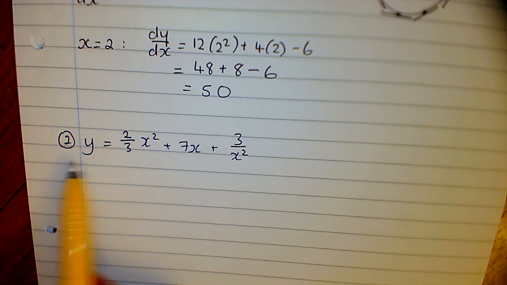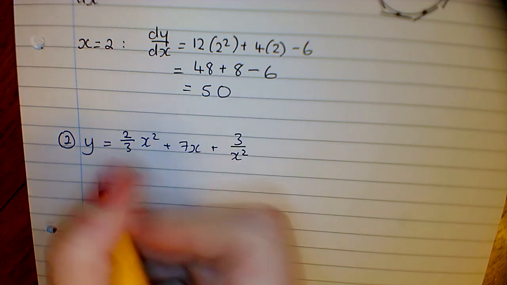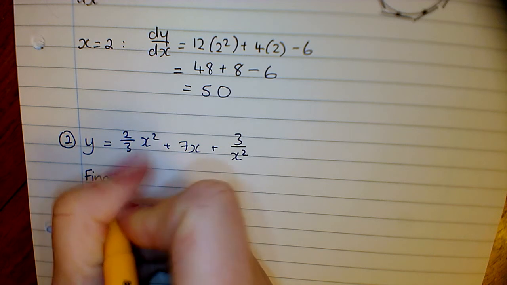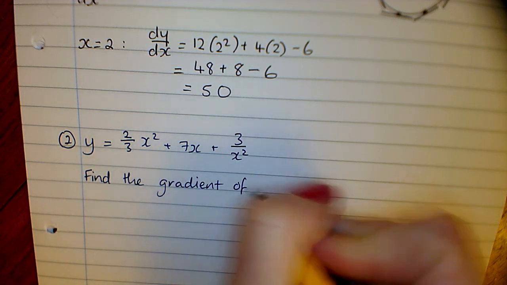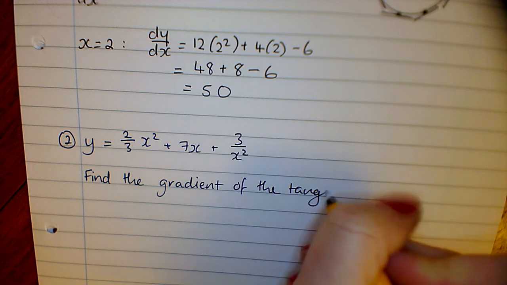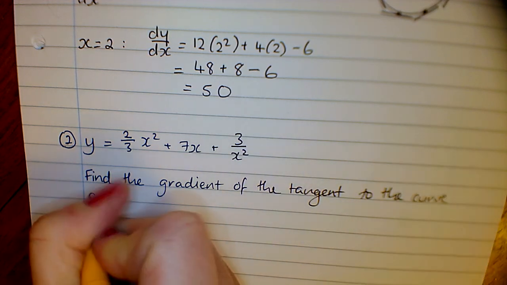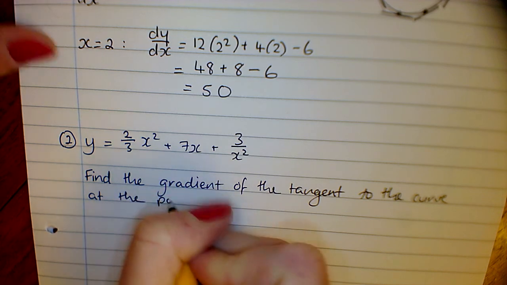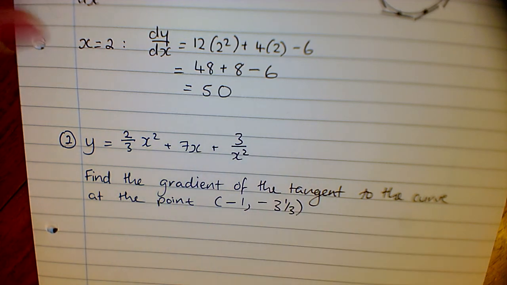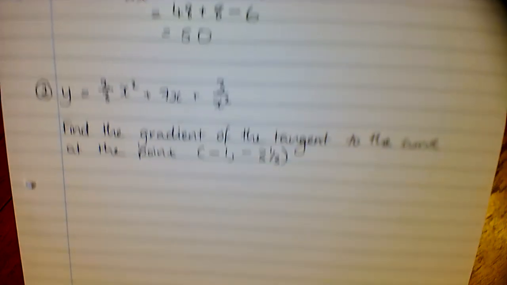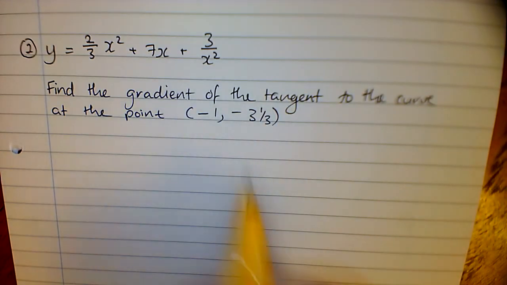so this time our equation y equals 2/3 x squared plus 7x plus 3 over x squared. And again, the question is find the gradient of the tangent to the curve at the point minus 1, minus 3 1/3. Okay, so again you should be thinking, okay, gradient of a tangent, I have to find dy by dx.